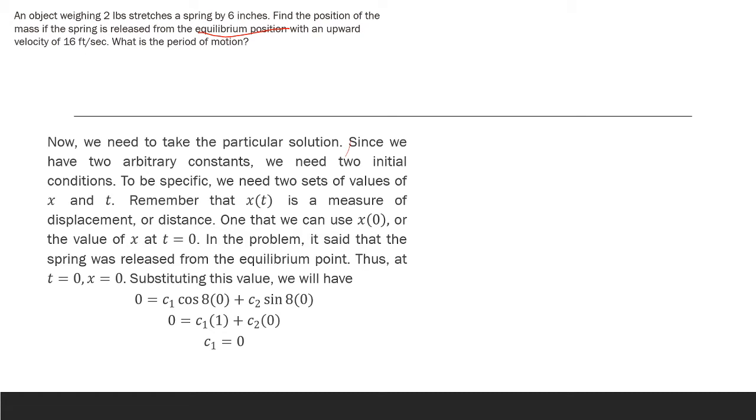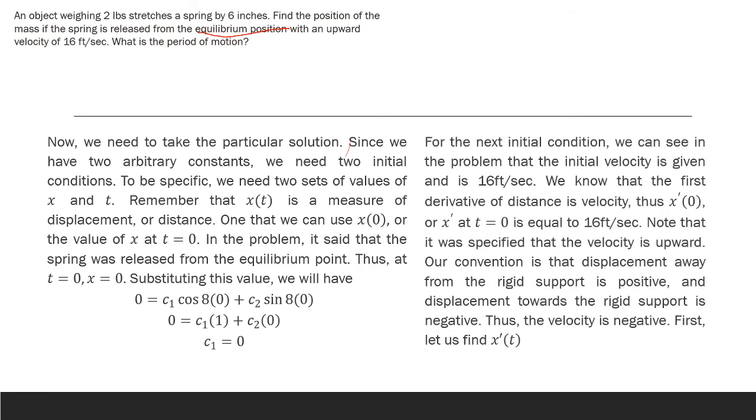So, kung ganun pala yung case class, if we have an equation for displacement, we can just take the first derivative para maging expression siya ng velocity. So, in this case class, itong x of t natin, if we take the first derivative, we will arrive at the equation of the velocity. And we can now use this initial condition that it was released with an upward velocity of 16 feet per second. That is, at t is equal to 0, ang velocity niya ay 16 feet per second.